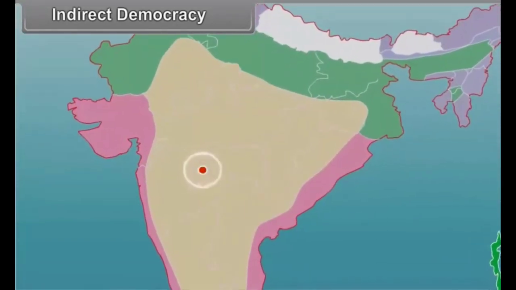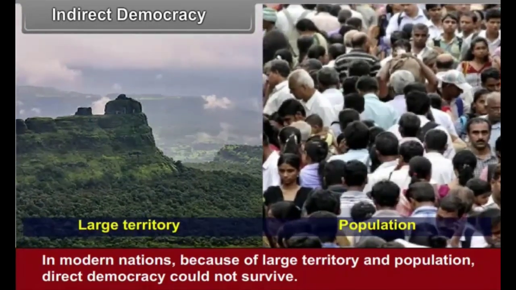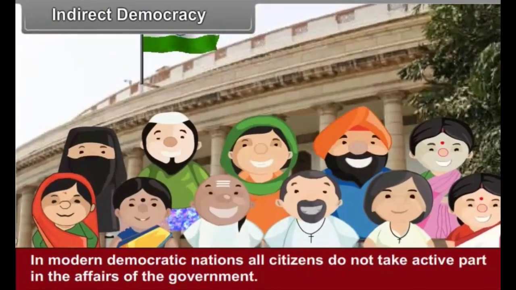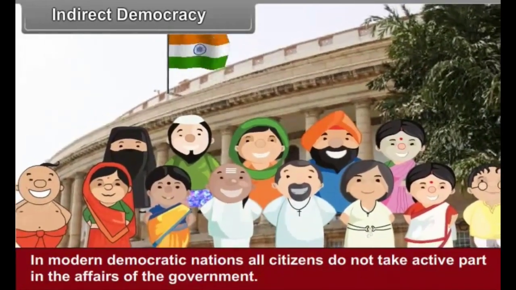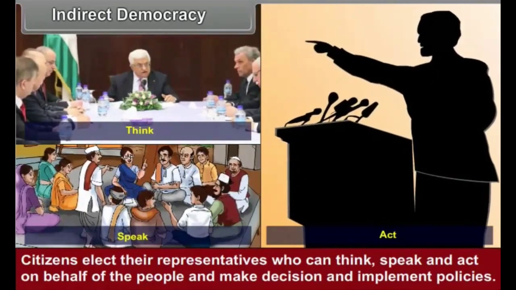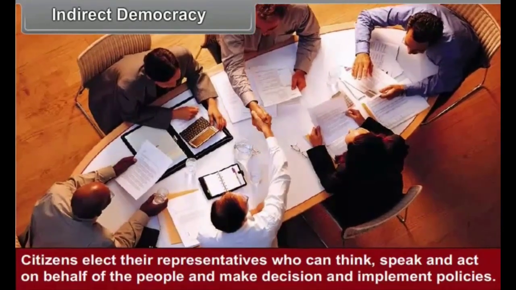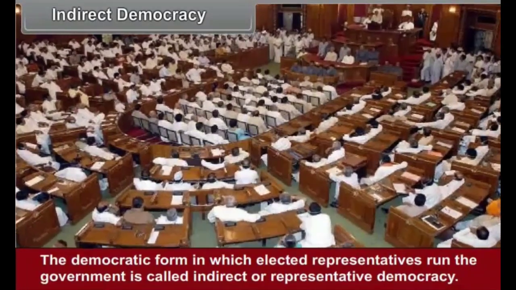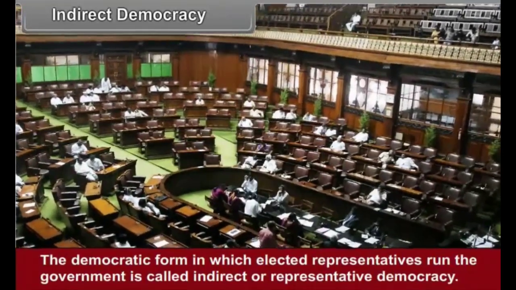Indirect democracy. In modern nations, because of large territory and population, direct democracy could not survive. In modern democratic nations, all citizens do not take active part in the affairs of the government. Citizens elect their representatives who can think, speak, and act on behalf of the people, and make decisions and implement policies. The democratic form in which elected representatives run the government is called indirect or representative democracy.